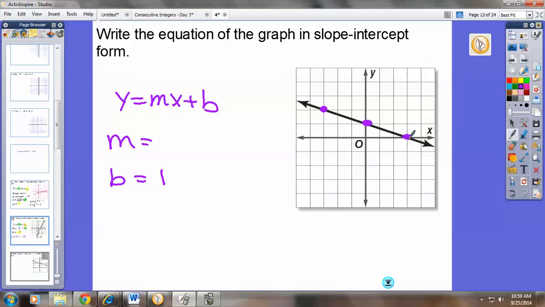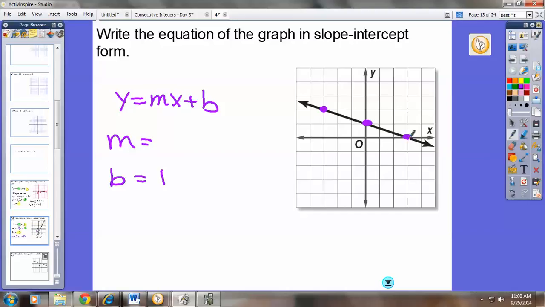Do we have to start at the y-intercept? No, you don't have to. I could start here if I wanted. Technically, I could start here if I wanted. It doesn't matter where you start, as long as you start at one of these points. It does not matter. You're going to end up with the same result.